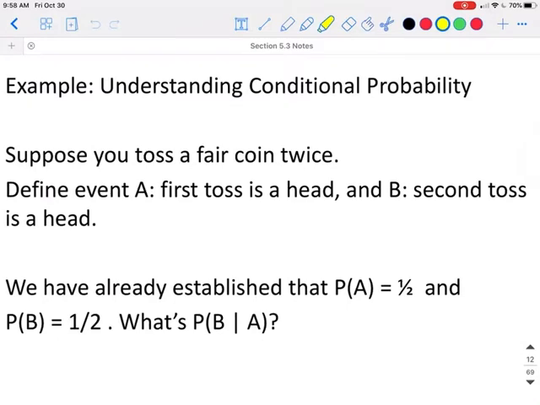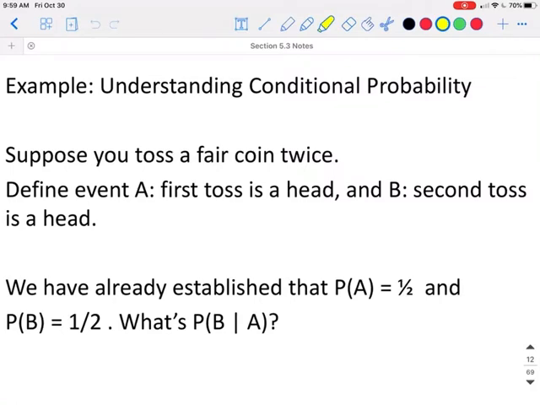Suppose you toss a fair coin twice. Define event A as the first toss is a head, and event B is the second toss is a head. We have already established that the probability of event A is 1/2, and that the probability of B is also 1/2. What's the probability of event B given that event A has already happened?